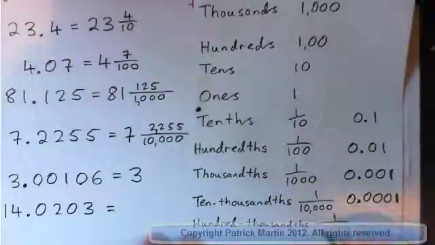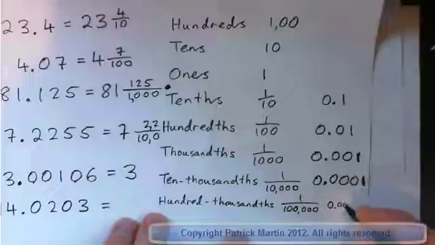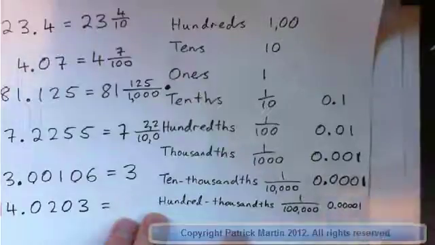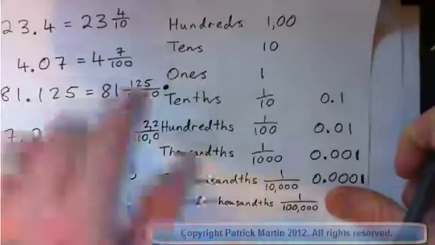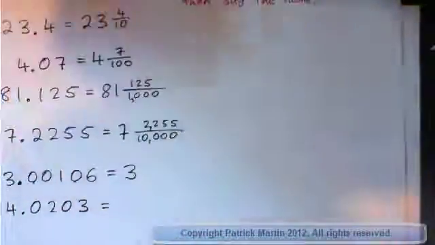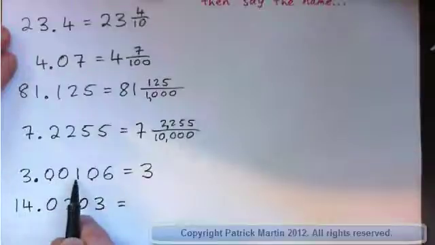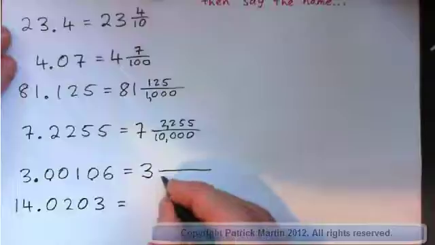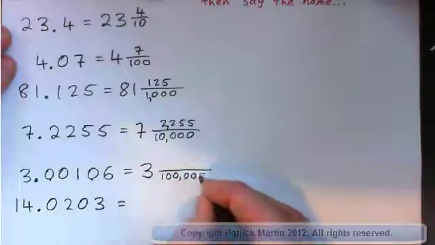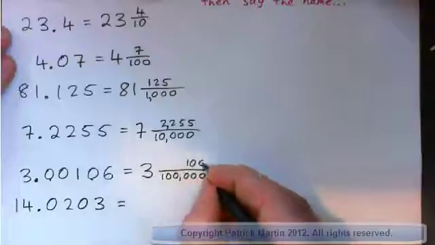Or 1 over 100,000. And that is 0.00001. Anyway, 100 thousandths is the next one. Okay. Alright. So once again, we've got tenths, hundredths, thousandths, 10 thousandths, 100 thousandths. So it's going to be 100 thousandths, and of course it's just 106.